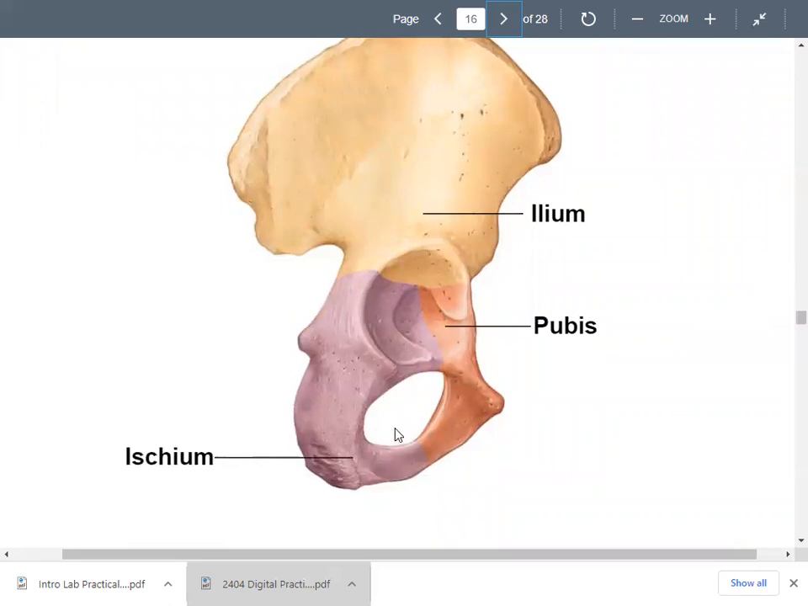At least in this class, we don't have to worry about whether it is left or right. So just think about it this way: here's the big curve, here's the point, here's the small curve. If you do it that way, you'll always know which bone it is. Big curve's the ilium, small curve's the ischium, pointy part's the pubis.